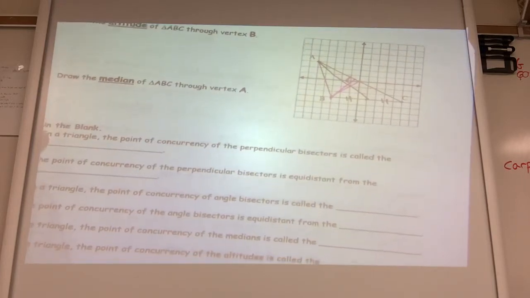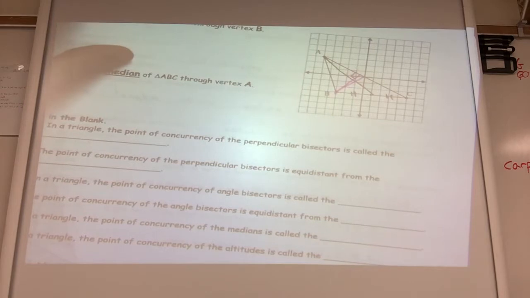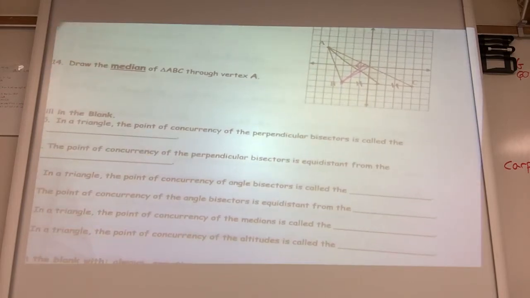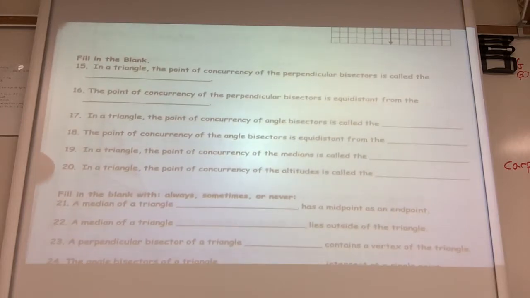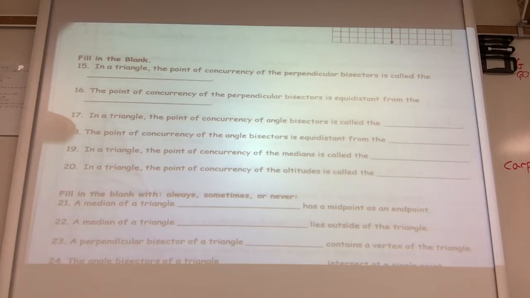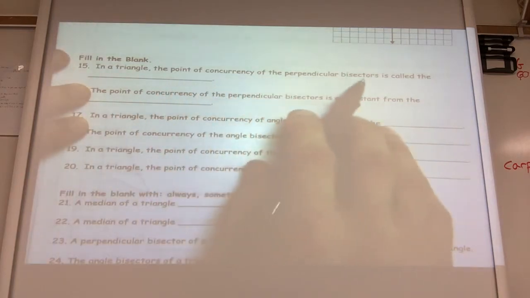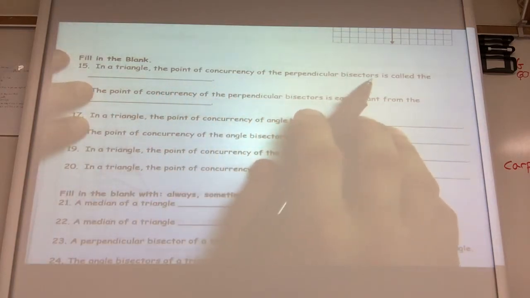All right, any questions so far, guys? Again, it's just all vocabulary, 100% vocabulary so far. Okay. And in a triangle, the point of concurrency, what does that mean? Yep, where they all come together. All right? The place where they all come together. The point where they all come together of the perpendicular bisectors is called what?